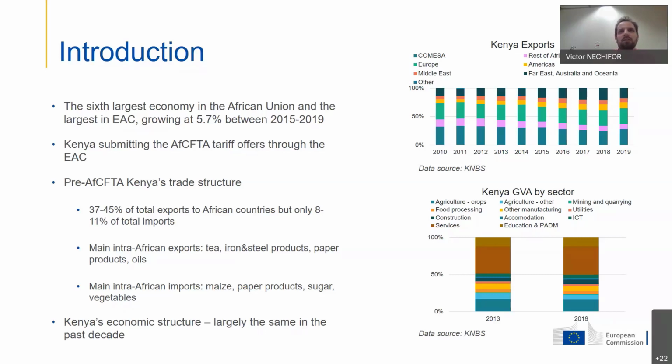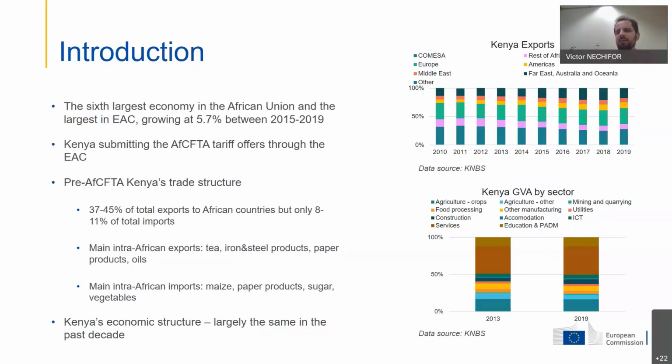On the trade side, Kenya is a net exporter on the African continent, so something like 37 to 45% of exports go to African countries. Most of them are in COMESA, the free trade area it's part of, but it only imports 8 to 11% from the African Union, depending on the year. And again, in the top right graph, you can see the shares haven't really changed very much in the past decade.